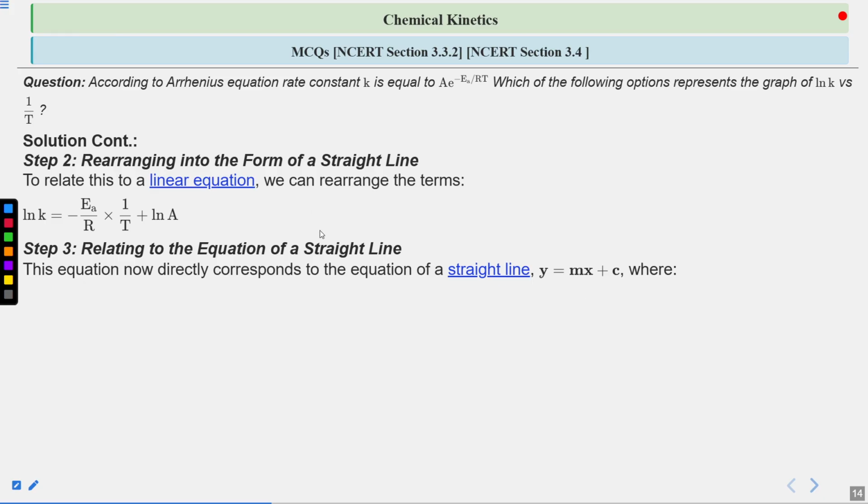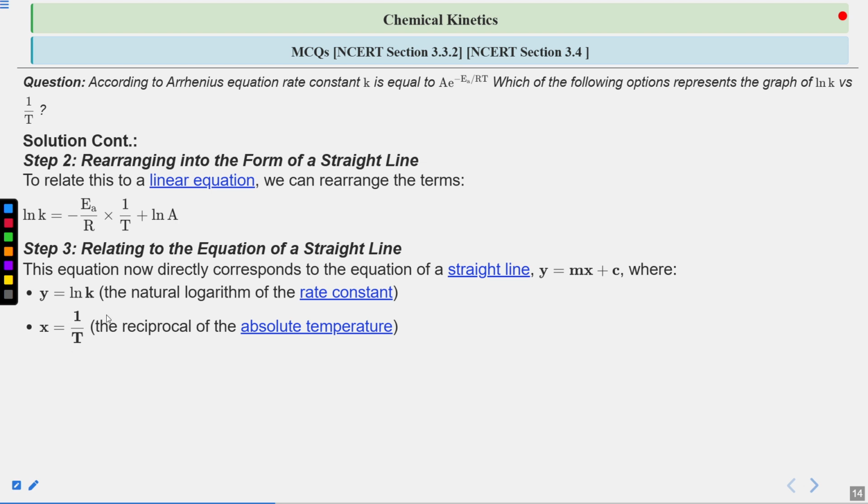So we don't put the y and x randomly, but it is already given that you have to make a graph between ln k versus 1 by T. That means y is ln k and x is 1 by T. So we convert this equation into the straight line equation form, according to the y and x variables which are already mentioned, which we already know. Okay. So y equals ln k, the natural logarithm of the rate constant.